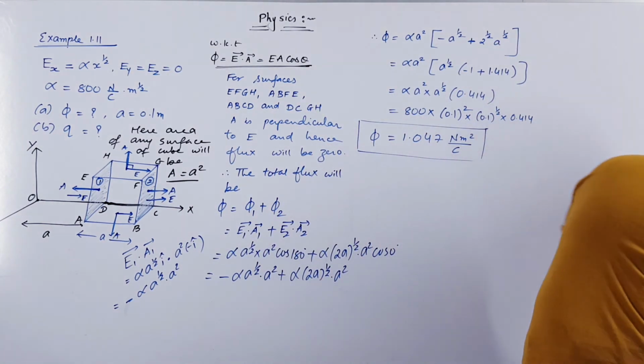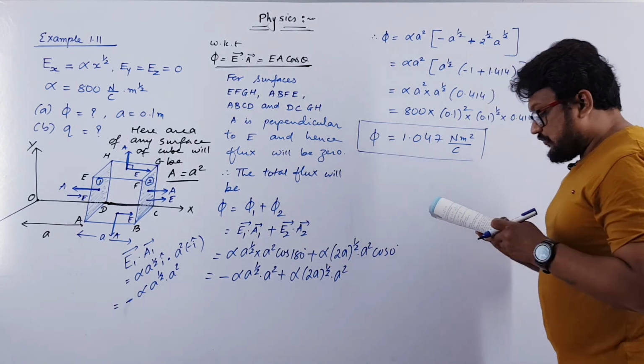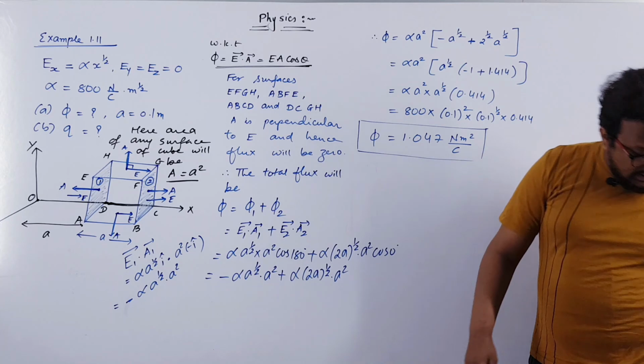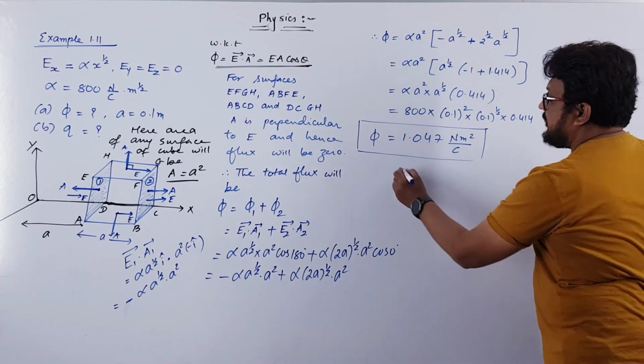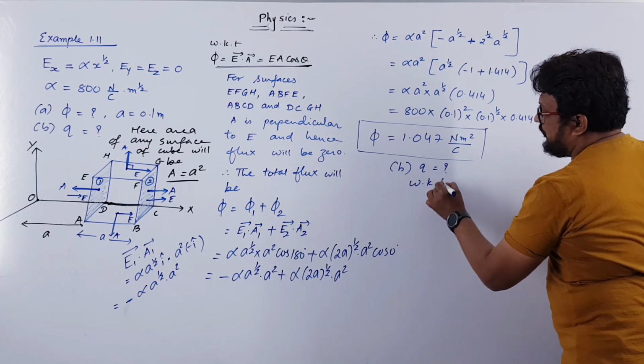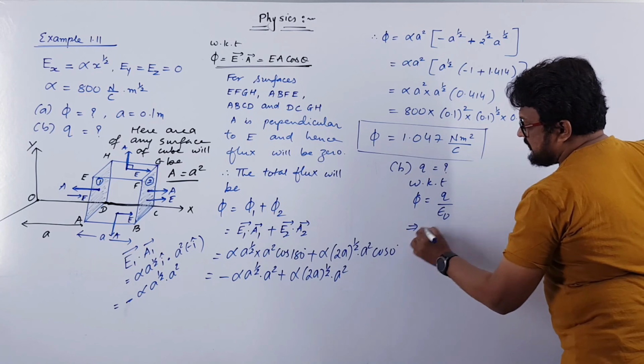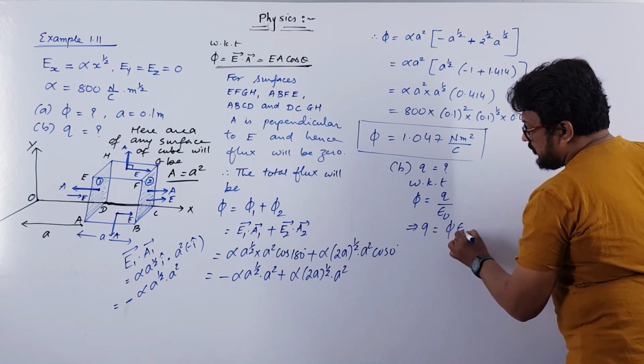Now here we have one more part, part B: the charge within the cube. We have to find Q. So we know that flux phi is equal to Q by epsilon naught. So this implies that Q will be equal to phi into epsilon naught.